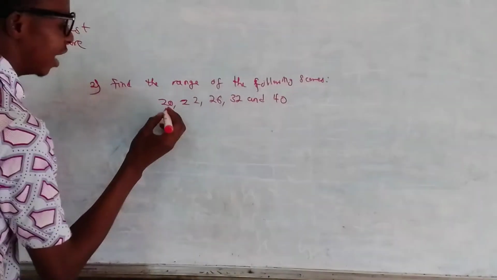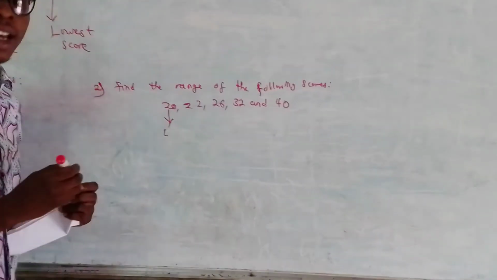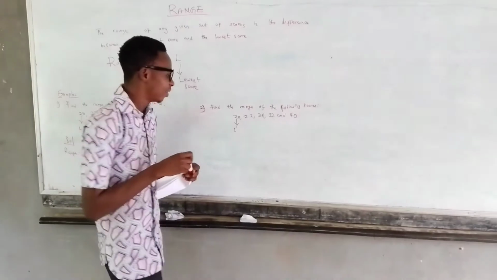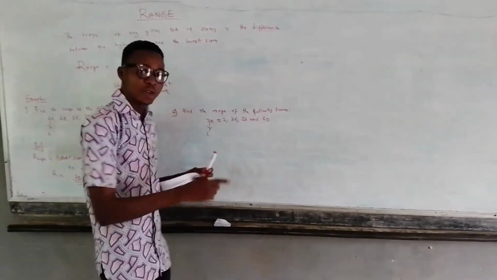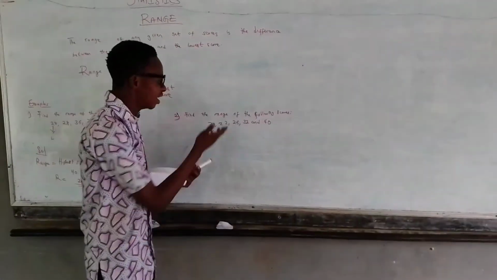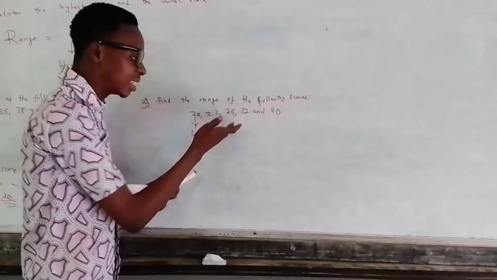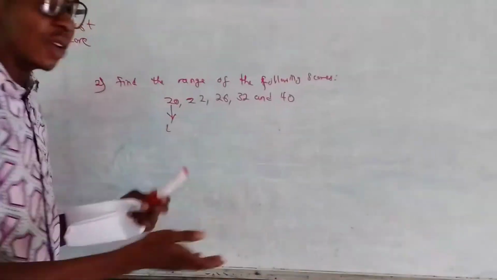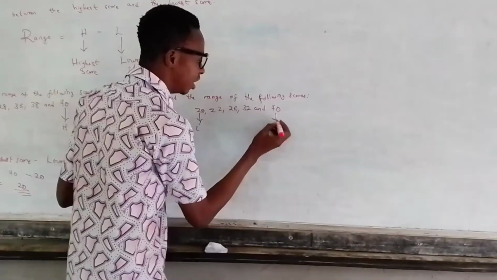The lowest number here is 20. Do you agree with me? Yes, I know you agree. So we have 22. 20 is not the highest, sorry. 26 is not the highest. 32 is not the highest. The highest figure here is 40.